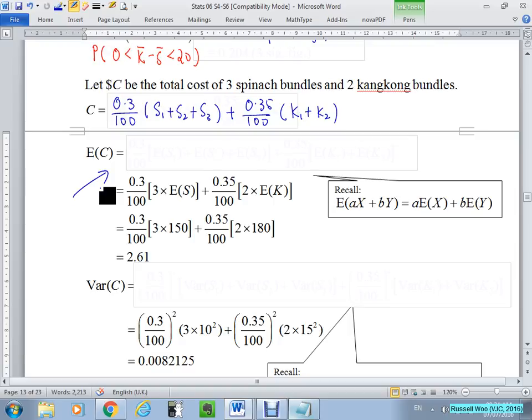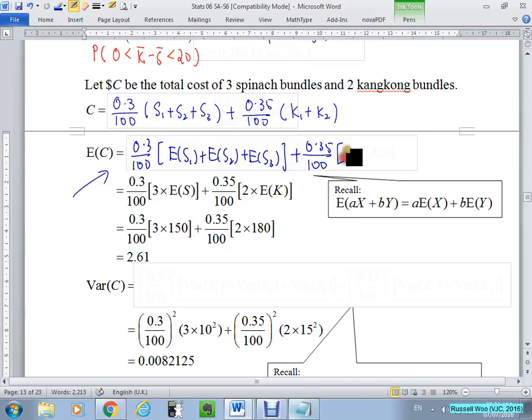Let's practice. Expected value is very simple. Expected value is 0.3 over 100, expected value of S1 plus expected value of S2 plus expected value of S3, plus 0.35 over 100, expected value of K1 plus expected value of K2.